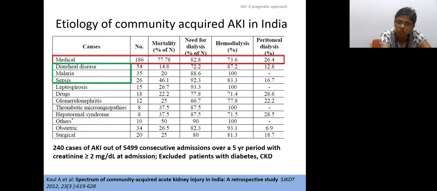This is often seen in hospital-based acute kidney injury studies because you would select for a population that is sick enough to come to the hospital and get admitted.